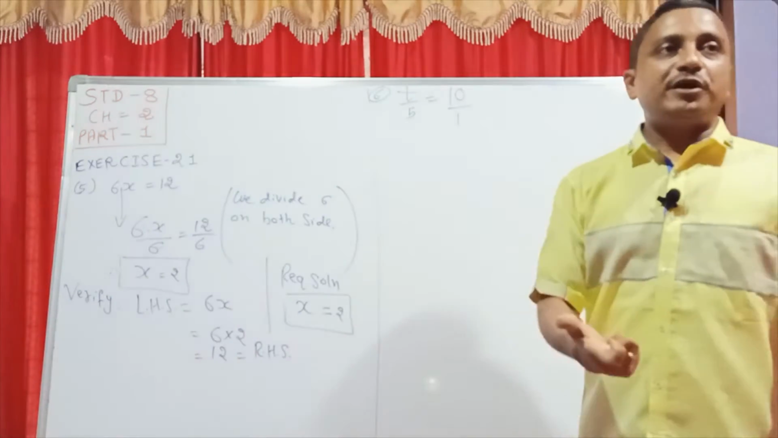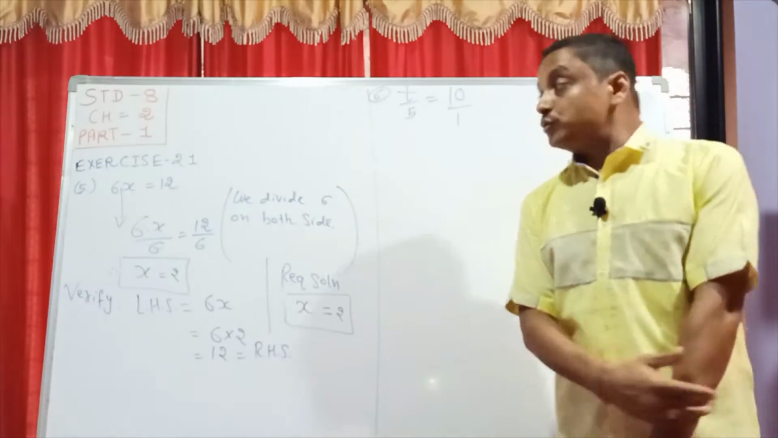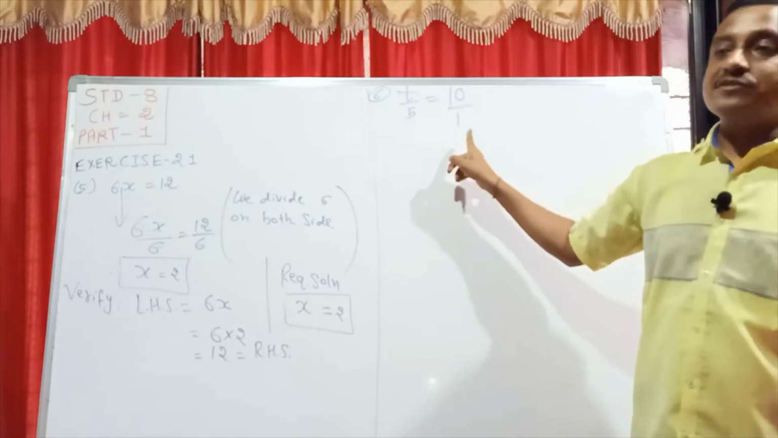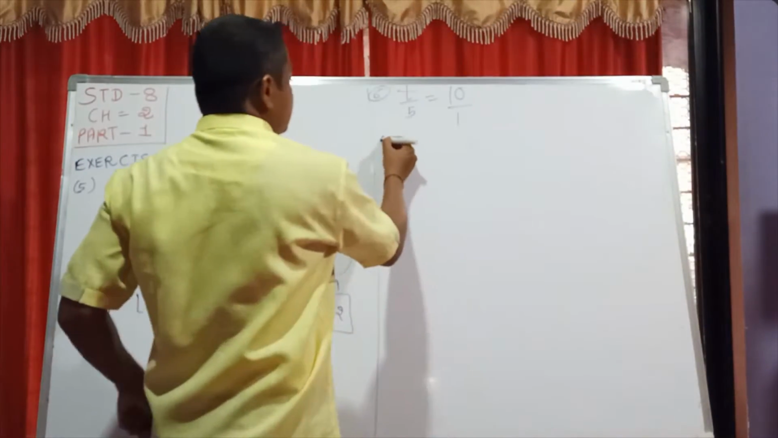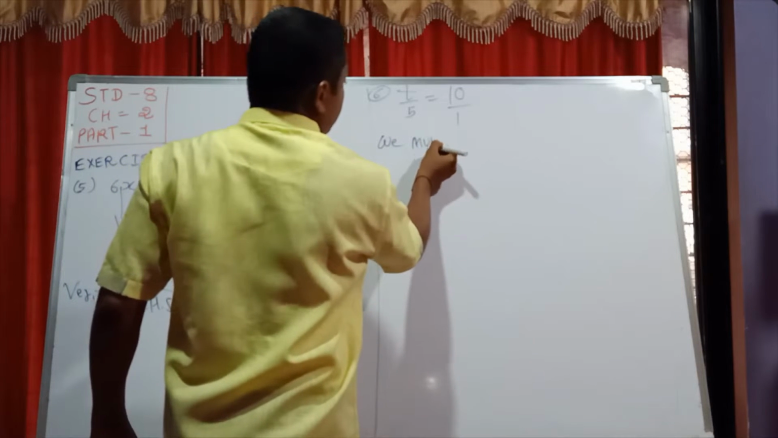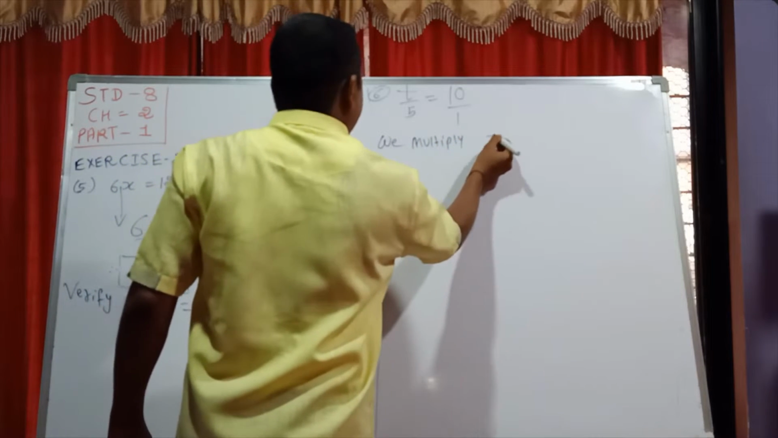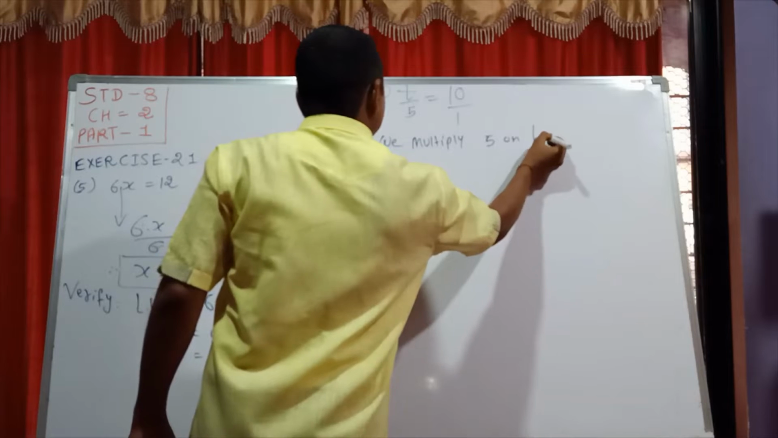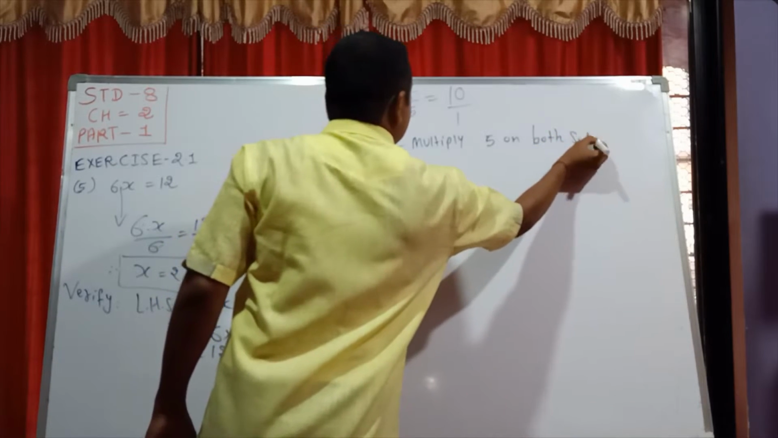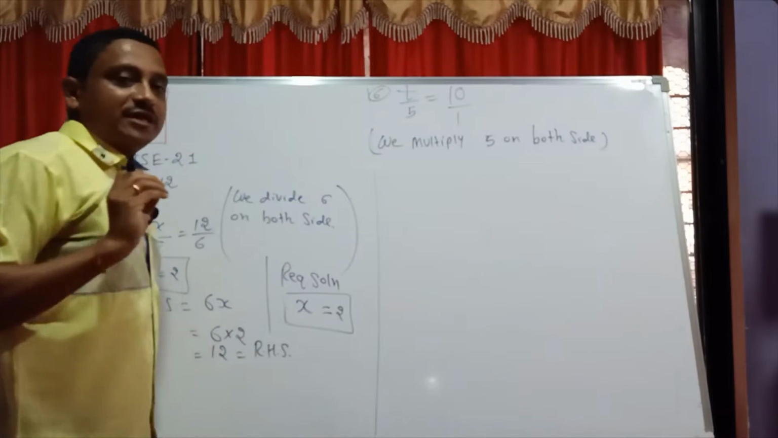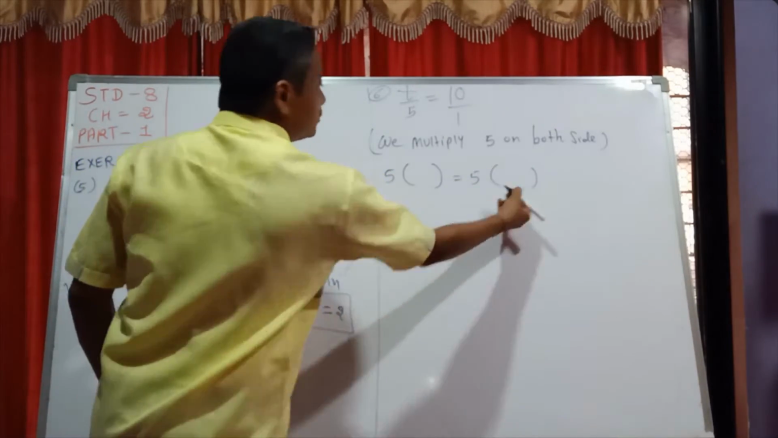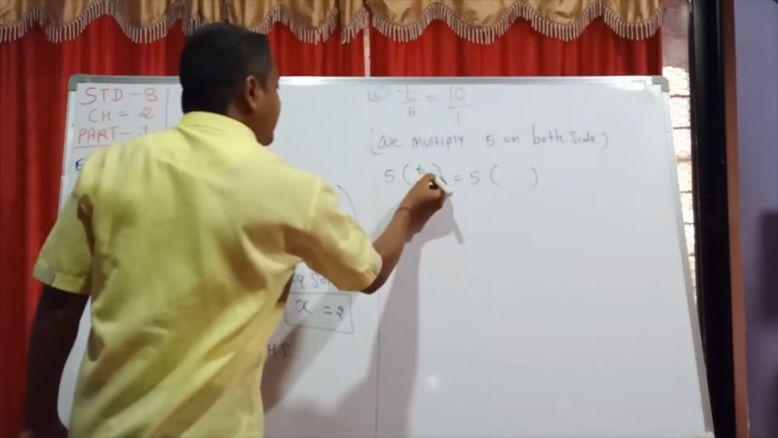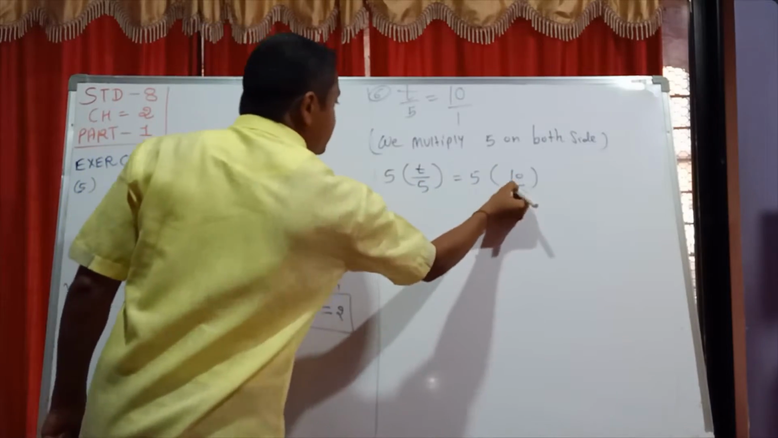Then I again repeat, students, whenever you have fractions, you just multiply by the LCM. What is the LCM here? 5. That's why we multiply 5 on both sides. It's simple and easy. I multiply by 5, so here 5 into, and here also 5 into. Finally, t by 5 the same, and here 10 by 1 the same.